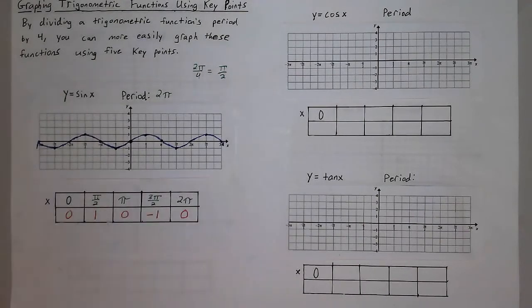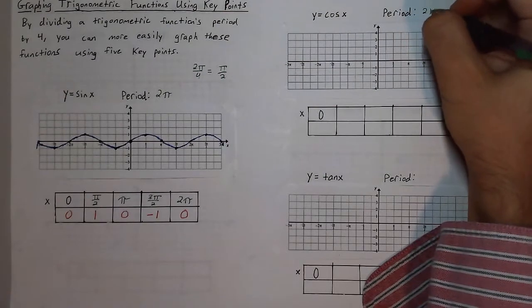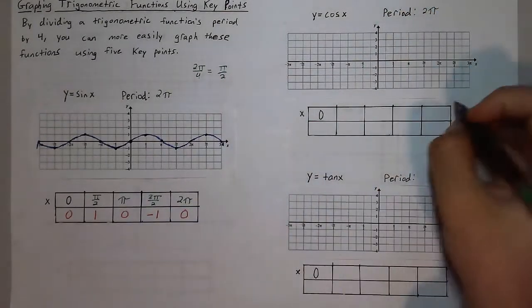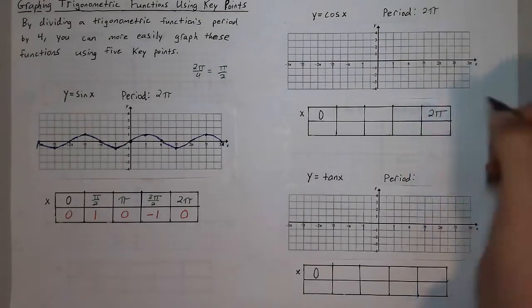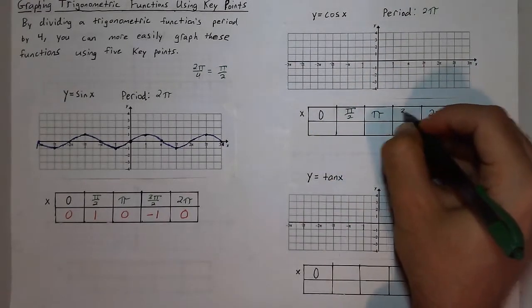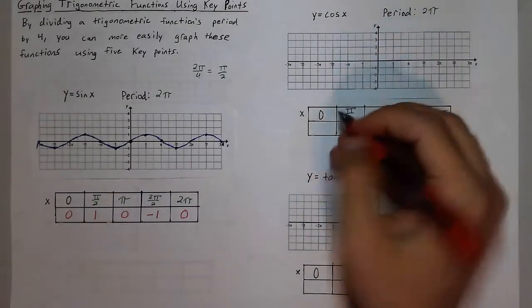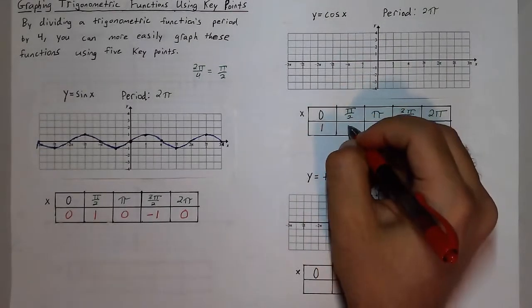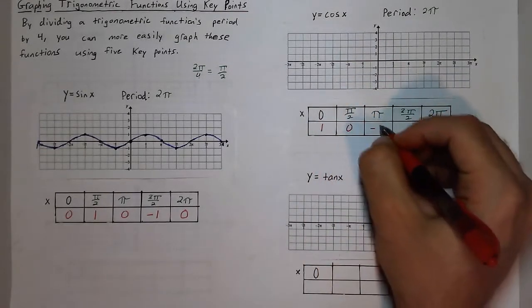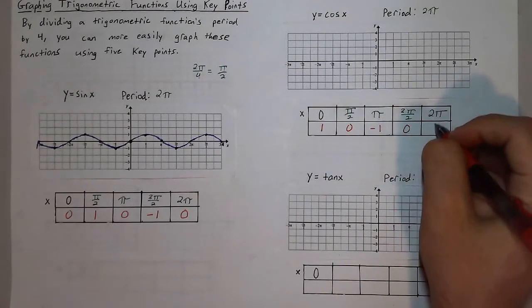Again, we can do this for every function. In fact, I'm going to, so you can know what your key points are going to be for any given trig function. So cosine, the period is 2 pi. So again, divided by 4, it would be pi over 2. So I should end up with very similar x values, the same ones I did for sine. But this time my y values will be different because cosine of 0 is 1. Cosine of pi over 2 is 0. Cosine of pi is negative 1. Cosine of 3 pi over 2 is 0. And cosine of 2 pi is 1.